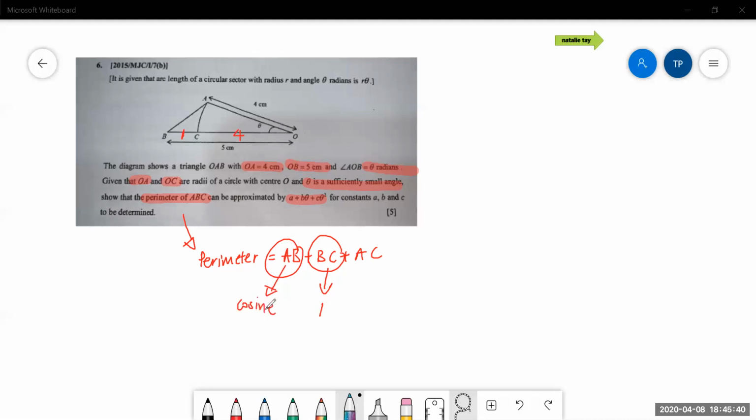Actually, can you use sine rule to find AB? No, I have to use cosine rule. You're right, use cosine rule. Then how to find AC? Okay, so this is the part that will trouble people a lot. How to find AC?